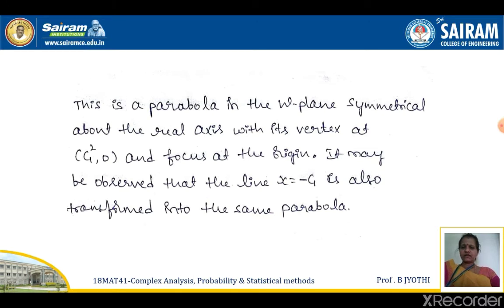This is a parabola in the w plane, symmetrical about the real axis with its vertex at (C1 squared, 0) and focus at the origin. It may be observed that the line x equals minus C1 is also transformed into the same parabola.